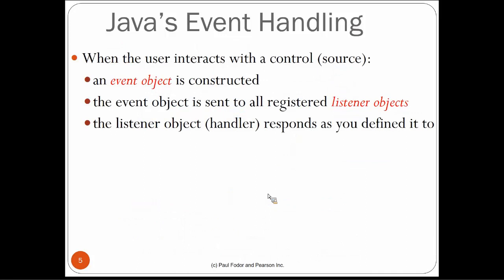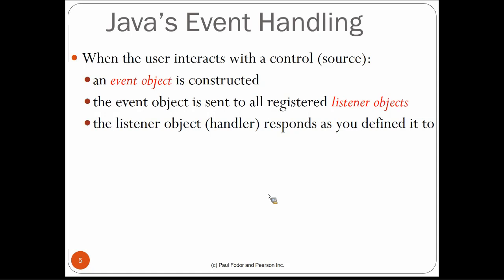Now, what happens the moment that an event is detected? JavaFX constructs an event object, an object that carries information about the event, like the coordinates of the mouse click, or the Unicode of the keystroke that we just clicked, or the time when the event happened, and the pointer to the event source, the object on which this event was detected. The event object is sent to all the registered listener objects. So the event object goes to the source, and from the source it calls all the listeners for that source.